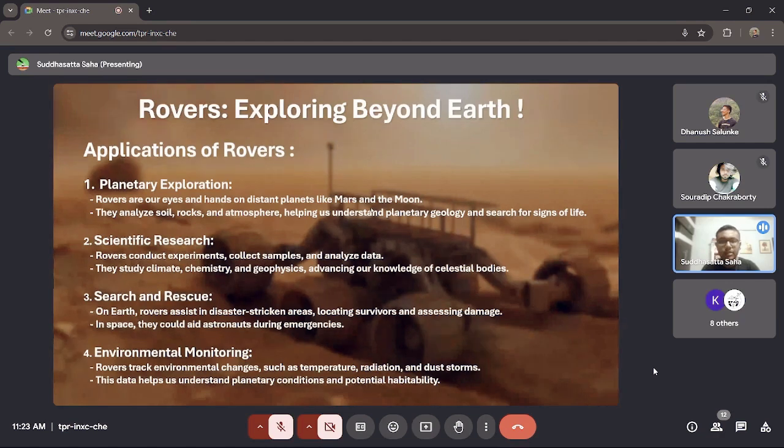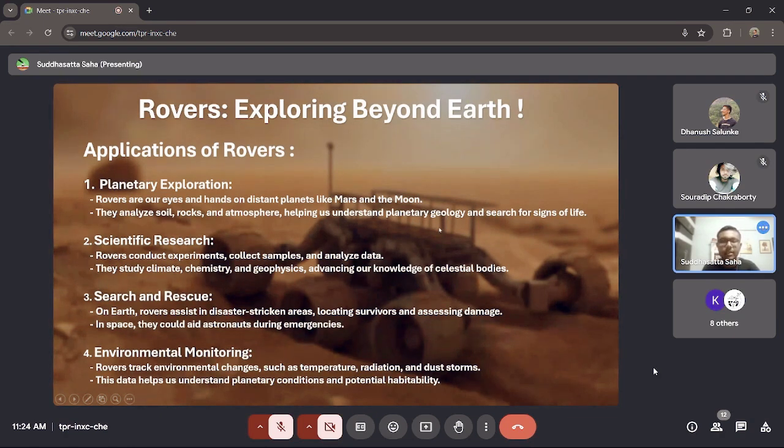And then we can also, as I already mentioned, use them in search and rescue operations on earth itself. So we can build rovers which are very tough, and they can go to a place and diffuse bombs. So we can have some bomb diffusing modules on our rovers. We can also potentially use them, something I've not mentioned here in the slides, in defense applications.